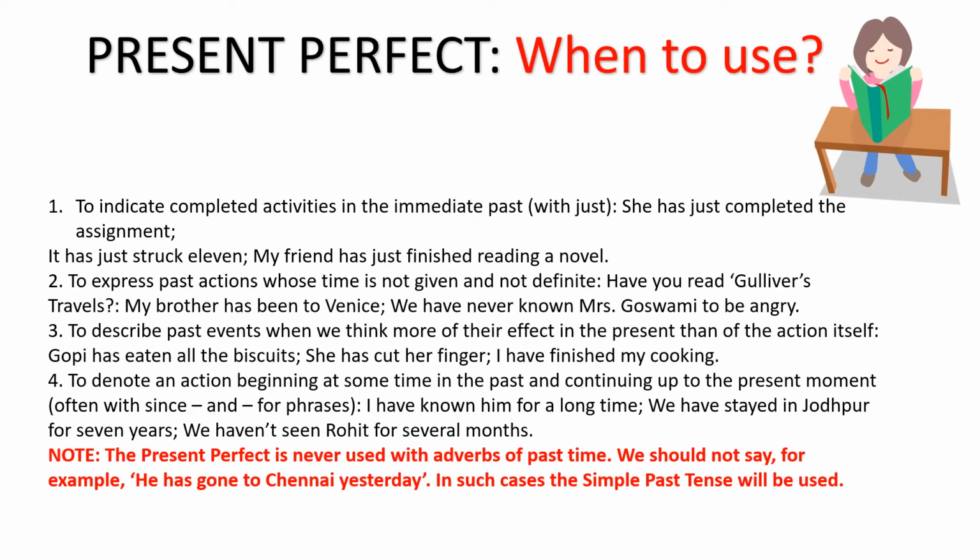Now, when do we use present perfect tense? What is the formula? Subject plus has or have plus third form of the verb. So, when we are indicating some activities which have been completed in the immediate past, we use the word just with them. For example, she has just completed the assignment. It has just struck 11. My friend has just finished reading a novel.